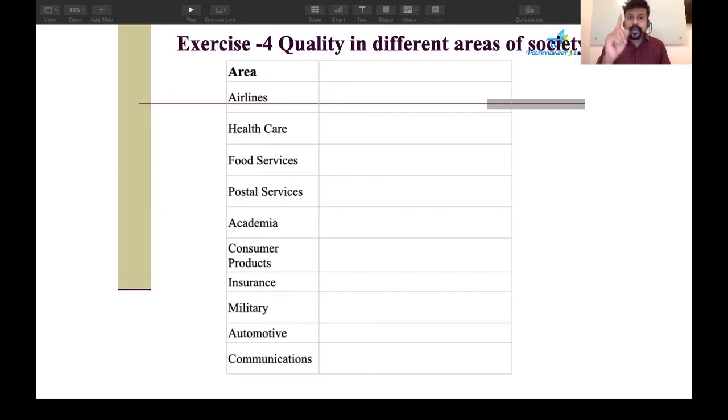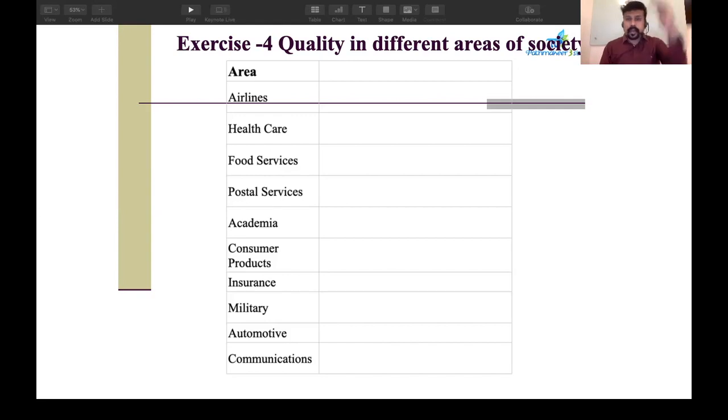I'll give you an example. Let us take postal services. In postal services, quality is that the delivery time should be very good. That is one. Then your post should not be damaged. That's a second quality monitor that we can use in postal services. So when I say there is quality in postal services, I can say any one of these two.